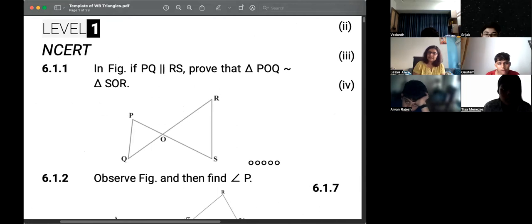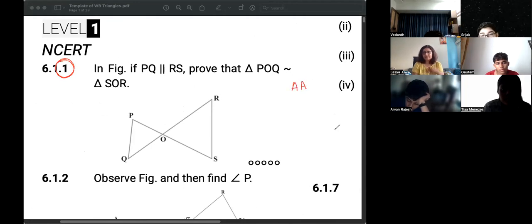Just send the similarity criteria, whatever you use, on chat. So suppose you're using AA, list down the two angles that you're using in the chat. If you're proving by SSS, give the equation, which sides are proportional. If you're using SAS, give the equal angle and the proportional sides in the chat.